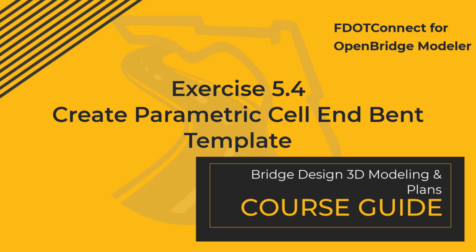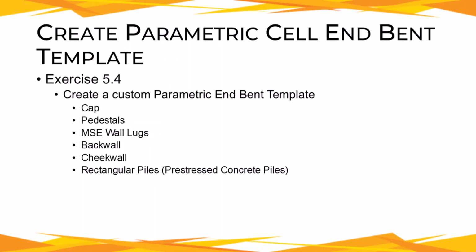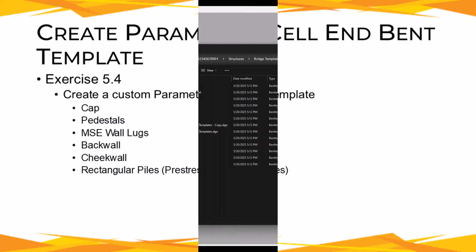In this video, we'll be covering exercise 5.4 from the Bridge Design 3D Modeling and Plans course guide. This exercise demonstrates how to create a custom parametric cell for a skewed end bent. Let's get started. During the exercise, we're going to go over all the components of the custom parametric cell that's in the F.dot workspace. This includes the cap, pedestals, MSE wall lugs, back wall, cheek wall, and the rectangular piles.